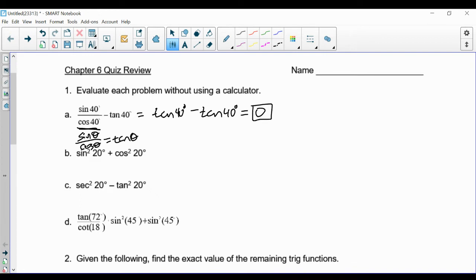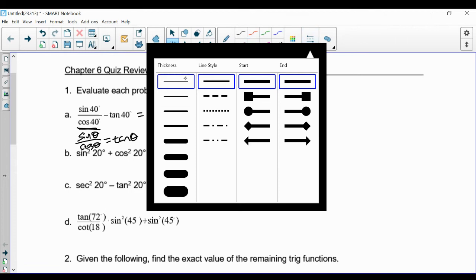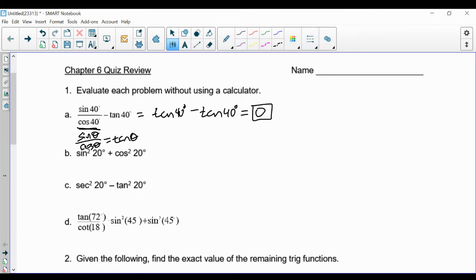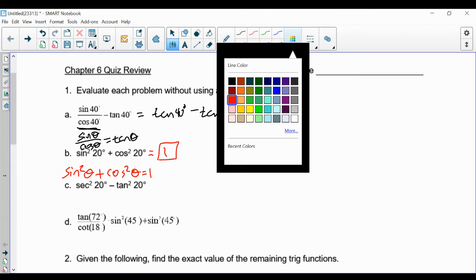Okay. For the second one, we see squareds. As soon as you see squareds, you want to use one of the three Pythagorean identities. In this case, because we have sine and cosine, we're going to use sine squared plus cosine squared equals 1. And that's exactly what we have, right? So 20 degrees is our theta in this case. Doesn't really matter as long as they're the same. So our answer is 1. No real work to be done there.